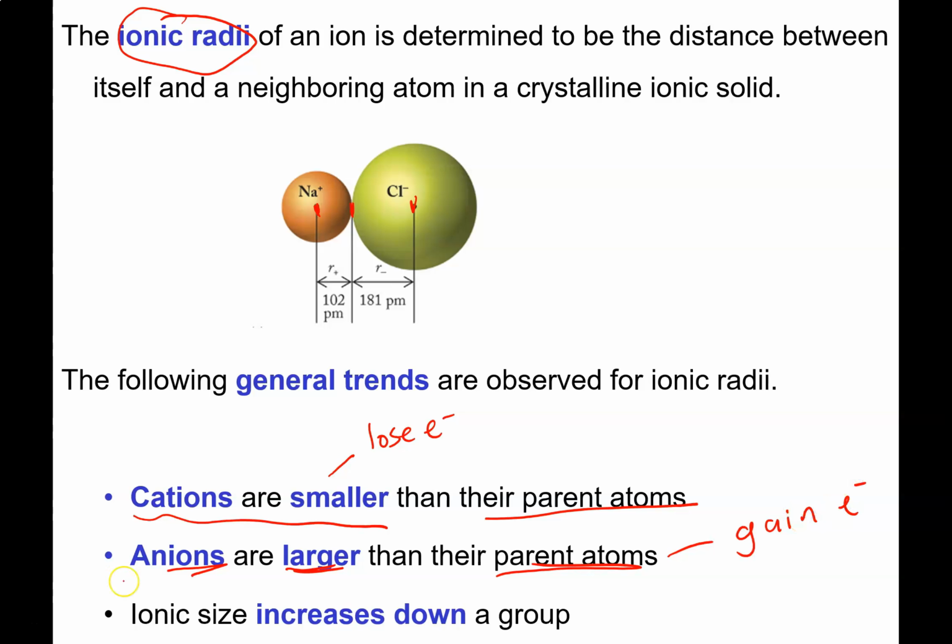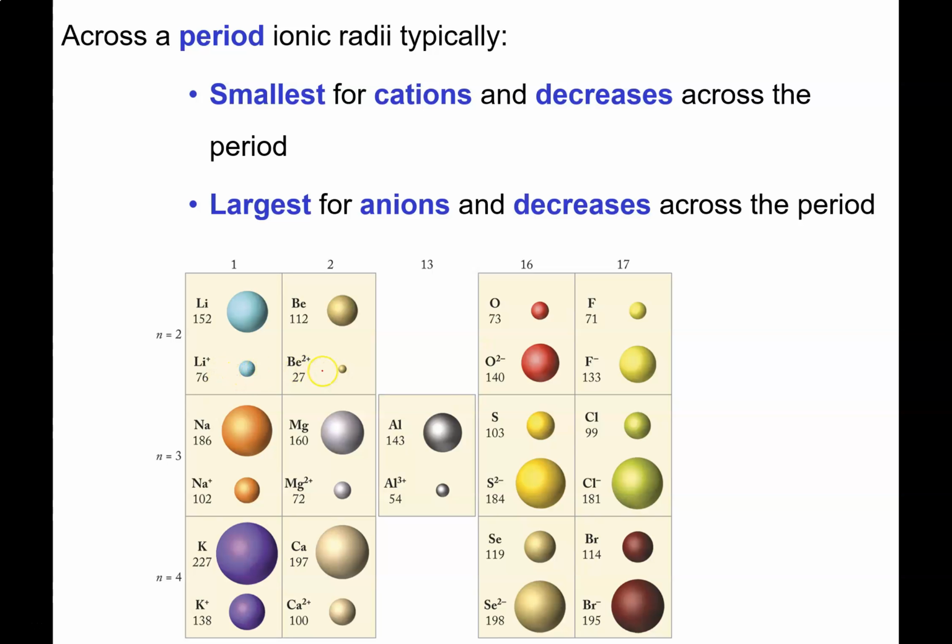So as we head down a group of ions, whether they are cations or anions, they get bigger. Okay, so that's pretty simple. When I look across a series of cations, they get smaller. When I look across a series of anions, they also get smaller. But what we see is that in any given period, the anions are always bigger than the cations.